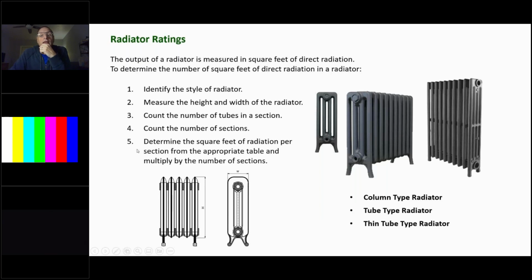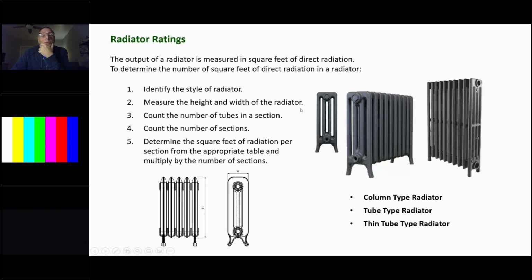So it'll go through and identify the style of radiator. There are usually three different types. The column type radiator has a thicker column to it. It's usually about 2.5 to 3 inches thick as you look at the side of the radiator. A tube type radiator has a thickness of approximately an inch and a half, and then there's what's called a thin tube radiator, which is 3/4 of an inch or so thick. So that's one way to determine what type of radiator you have.